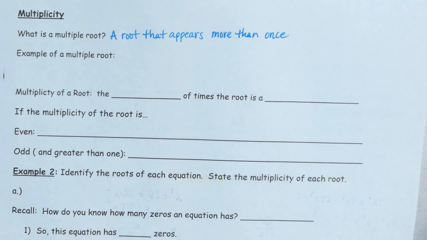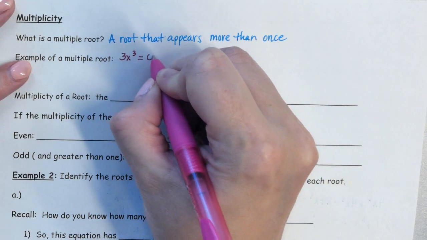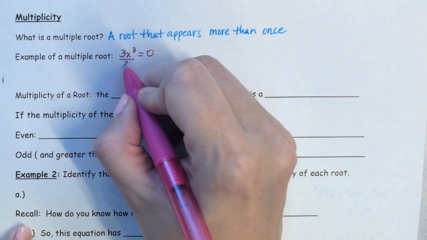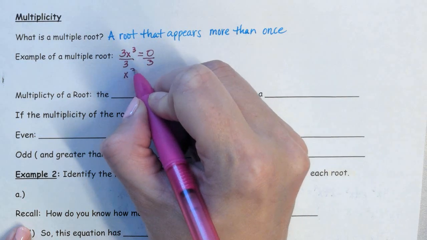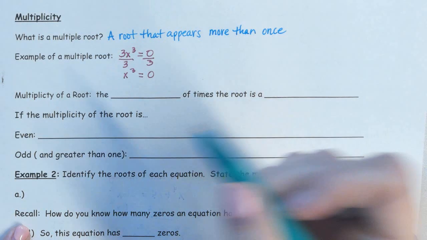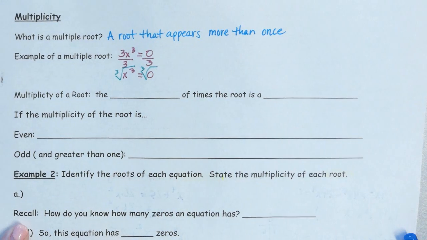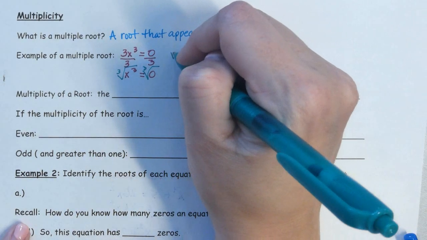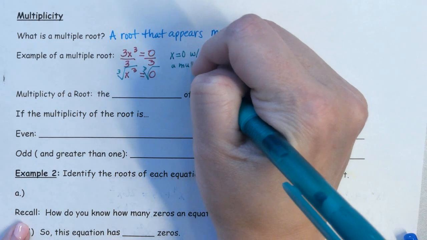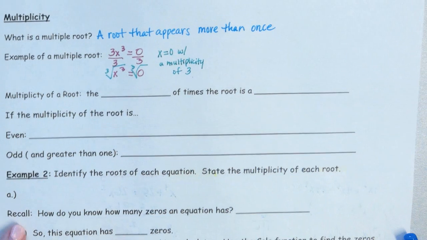One example of a multiple root would be if you have 3x cubed equals 0. This is very similar to one that we had on the front page. With x to the third, you guys remember what kind of root I said you'd use? Yeah, cube root. So you take the cube root of both sides. Then this situation would be x equals 0 with a multiplicity of 3, because we took the cube root.